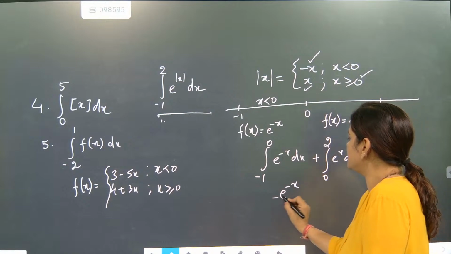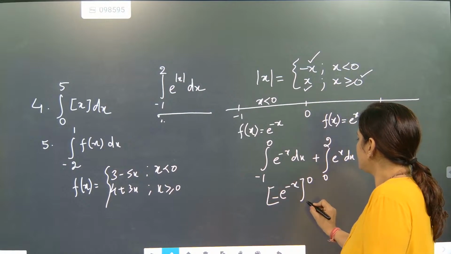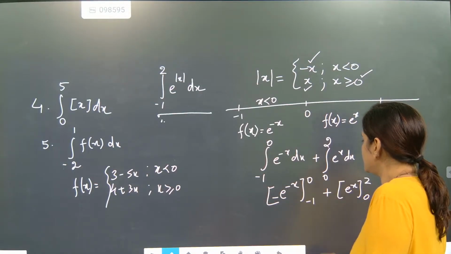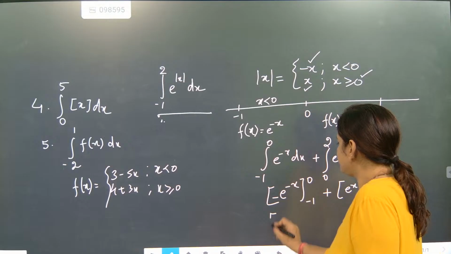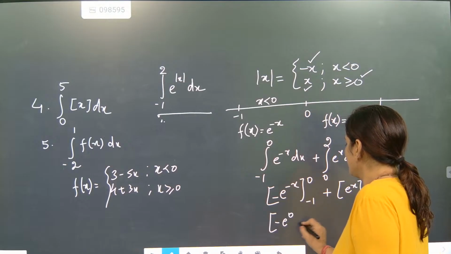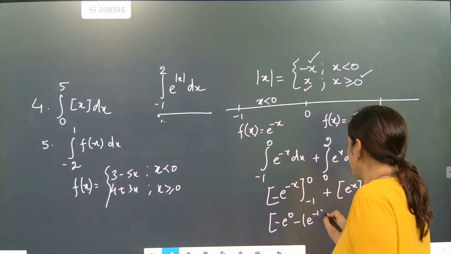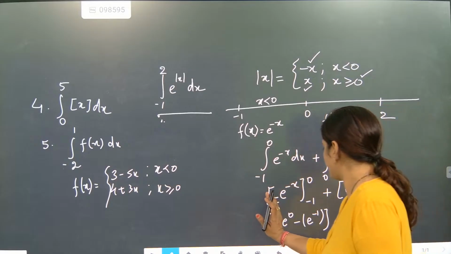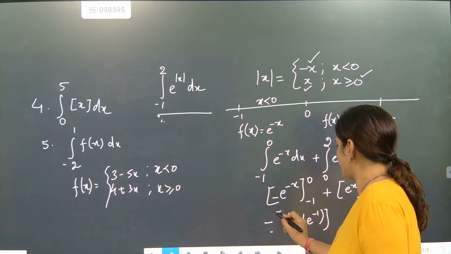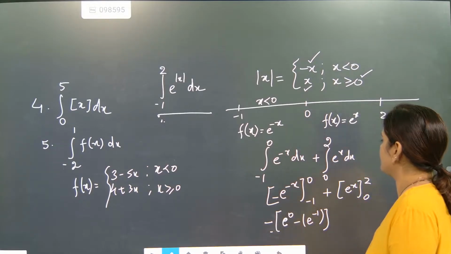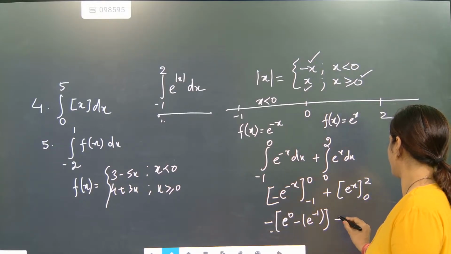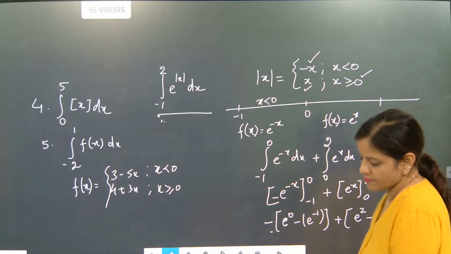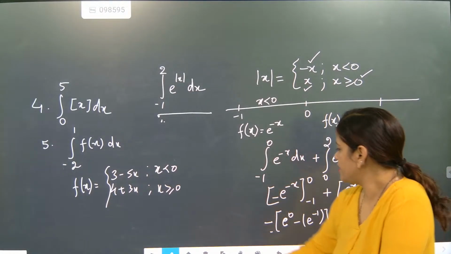e to the power minus x from 0 to -1, plus e to the power x from 2 to 0. So one time we put 0. What is the answer coming?